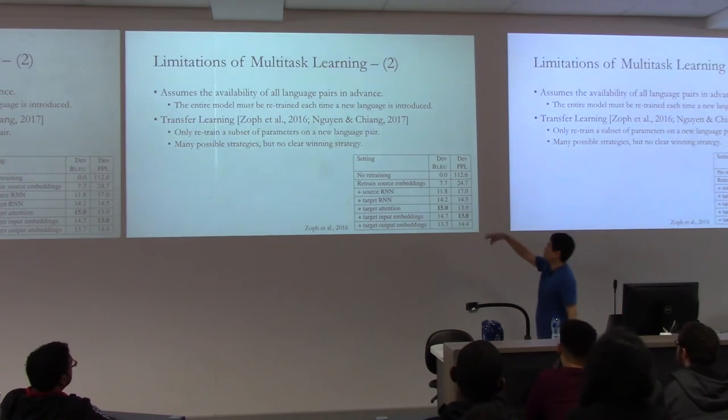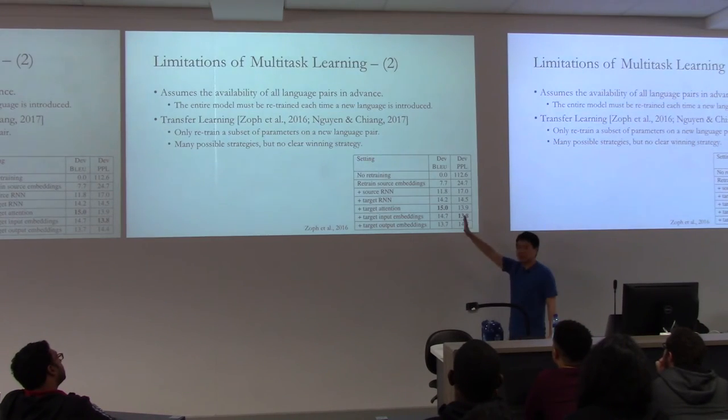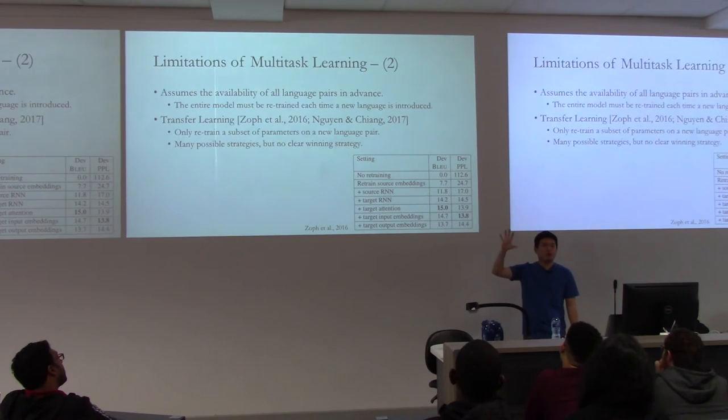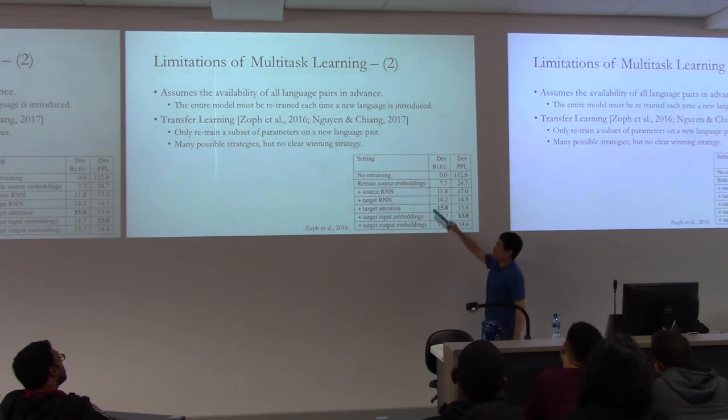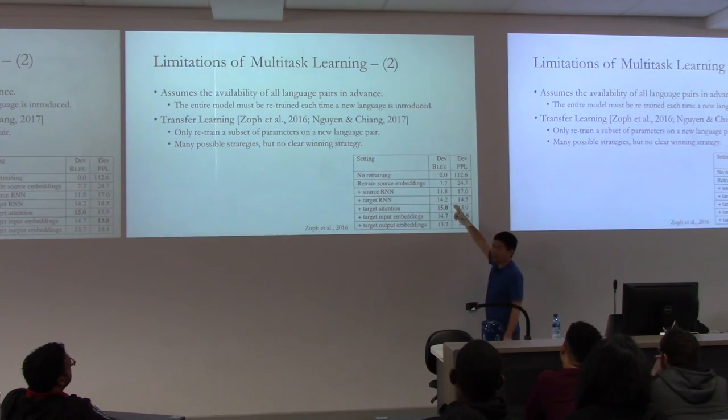This is one example I took from the Zoph paper from 2016. You train the model on English-French, or French to English, and then you fine-tune it on a new language. The source side is going to change. Now you can either fine-tune the source side embedding matrix, the table lookup, and it does okay. Maybe you fine-tune the recurrent neural net on the source side, it does better. Maybe you fine-tune the target side recurrent neural net, it does even better. Maybe the attention as well, it does even better.